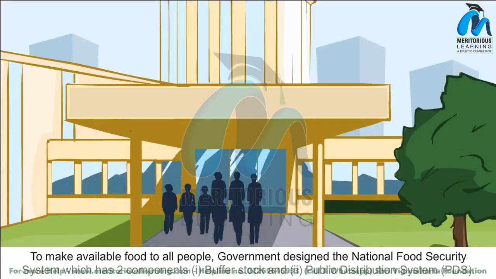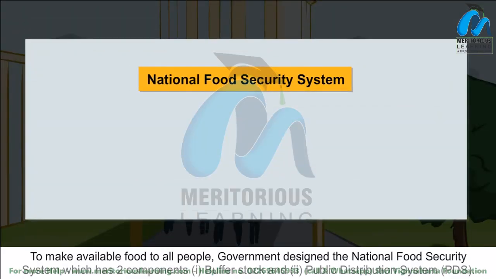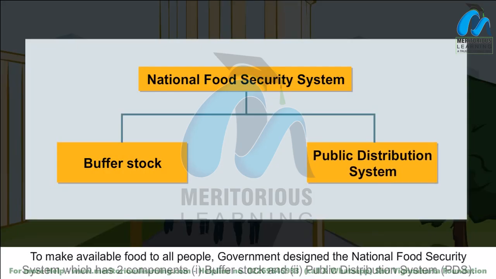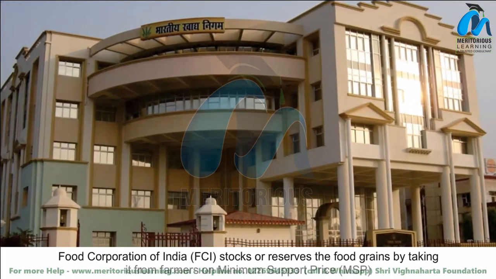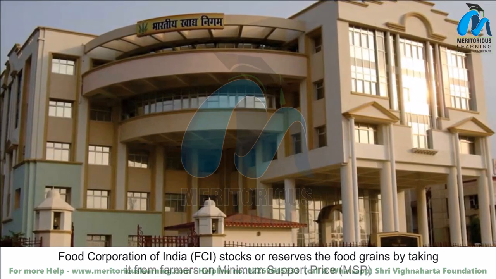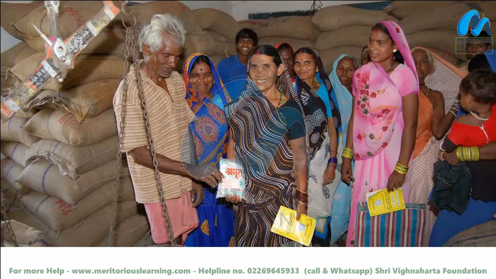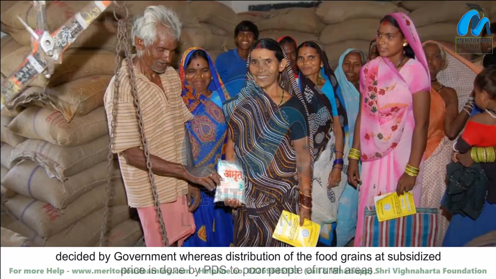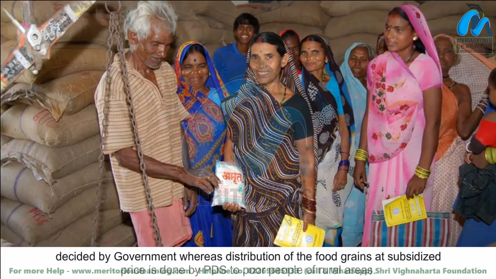To make available food to all people, government designed the National Food Security System, which has two components. 1. Buffer stock and 2. Public Distribution System or PDS. Food Corporation of India or FCI stocks or reserves the food grains by taking it from farmers at minimum support price, that is MSP, decided by government, whereas distribution of the food grains at subsidized price is done by PDS to poor people of rural areas.